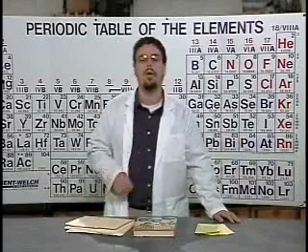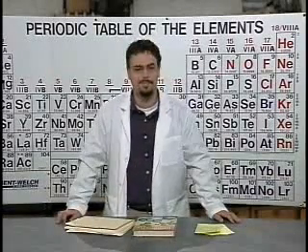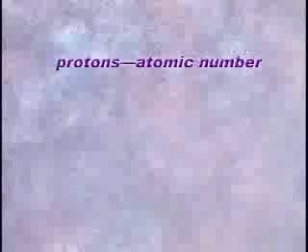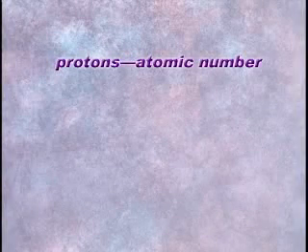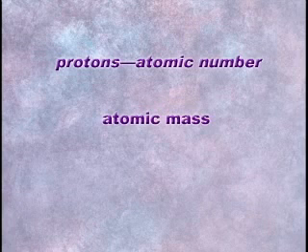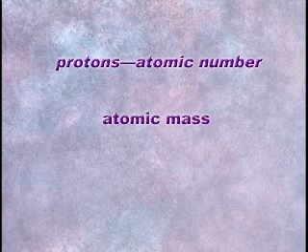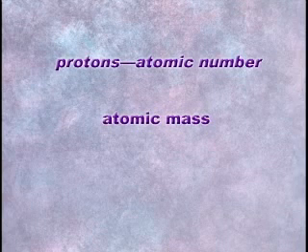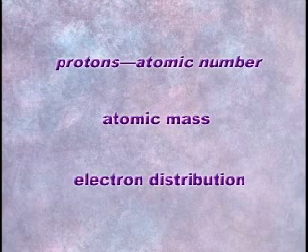Let's review what we know about an element's chemical nature. Each element has a certain number of protons in the nucleus that determines its atomic number. Each element has an atomic mass, which is accounted for primarily by the protons and neutrons in the nucleus. Each element has an equal number of electrons as protons in a neutral atom. The arrangement of the electrons is seen by an element's electron distribution.